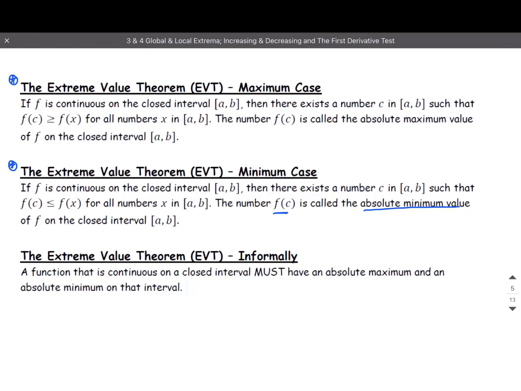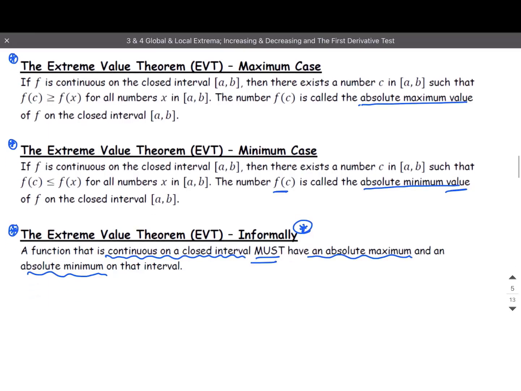Notice f of c is a y value, that's why it's the minimum value of f in that closed interval. Remember, we talked about this before. A function that is continuous on a closed interval must have an absolute maximum and an absolute minimum on that interval. That is the extreme value theorem that we talked about back in the first unit. The key for the extreme value theorem: you are continuous on a closed interval. A graph has to have a max and a min. There's no two ways about it.